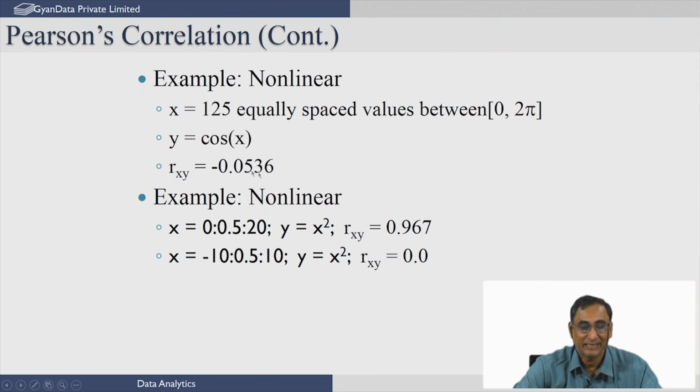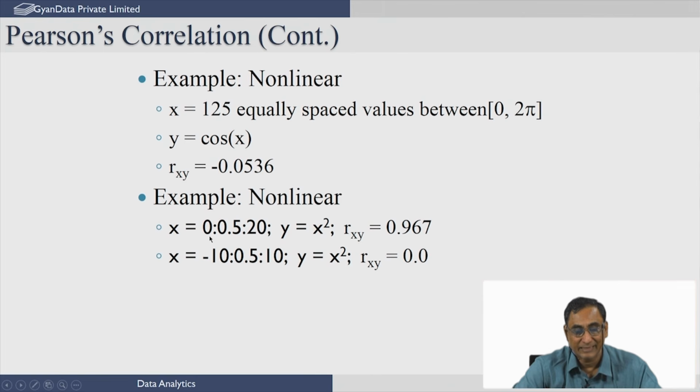In fact, it is symmetric. The points above the 0 line, when x is between 0 and pi by 2, and between pi by 2 and pi, and between pi and 3 pi by 2, 3 pi by 2 and 2 pi, they all seem to cancel each other out and finally give you a correlation coefficient which is very small. That does not imply that there is no relationship between y and x. All you can conclude from this is perhaps there is no linear relationship between x and y.